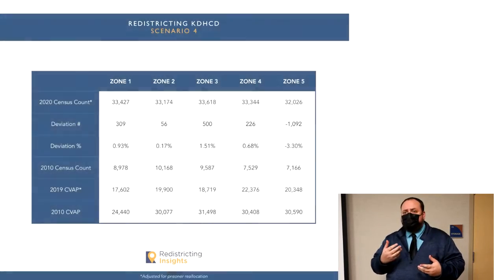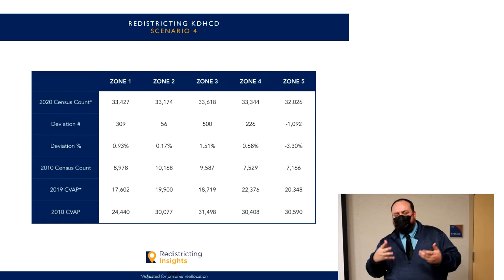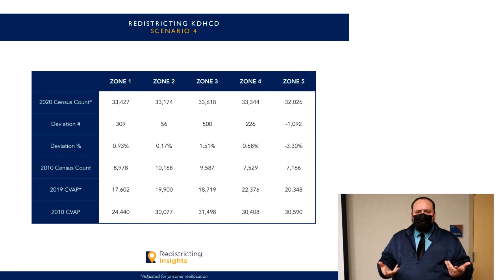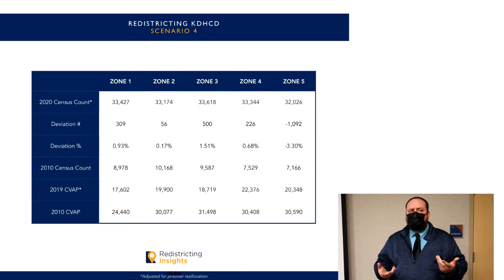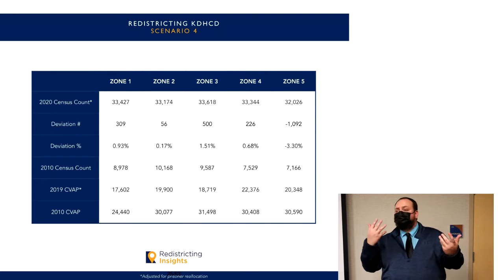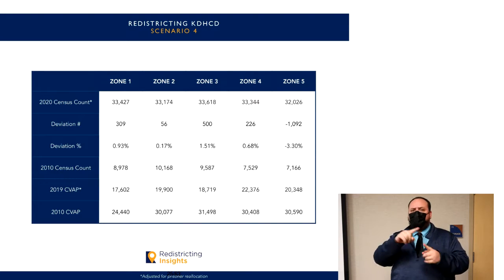Any questions or comments on Scenario 3? Any particular dislikes or likes about this map? Any notes at all? All right, we can move on to Scenario 4.